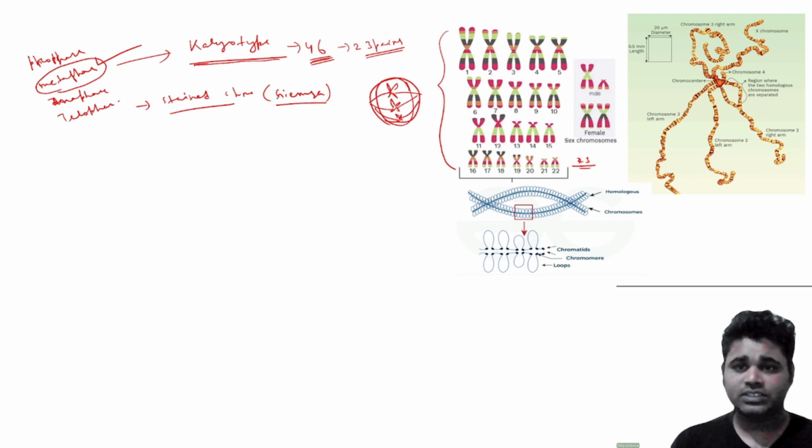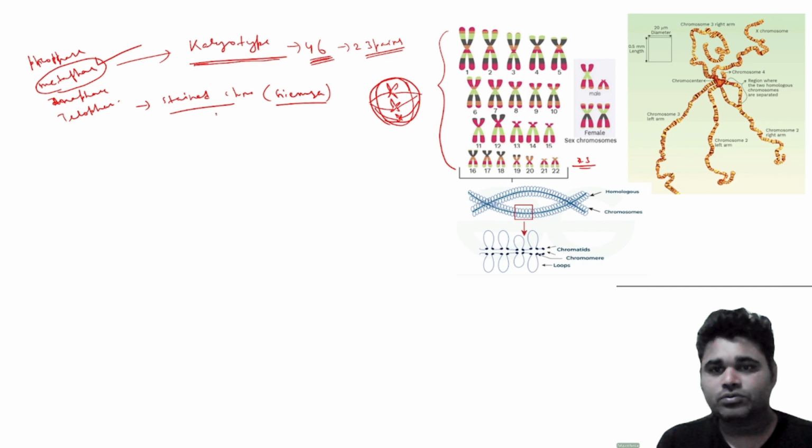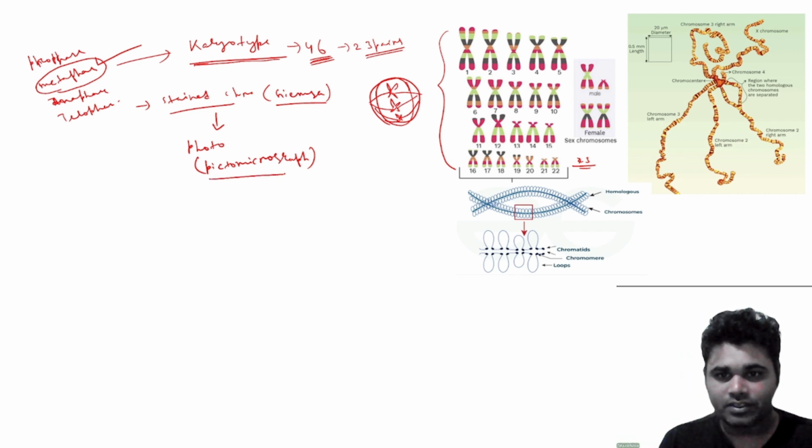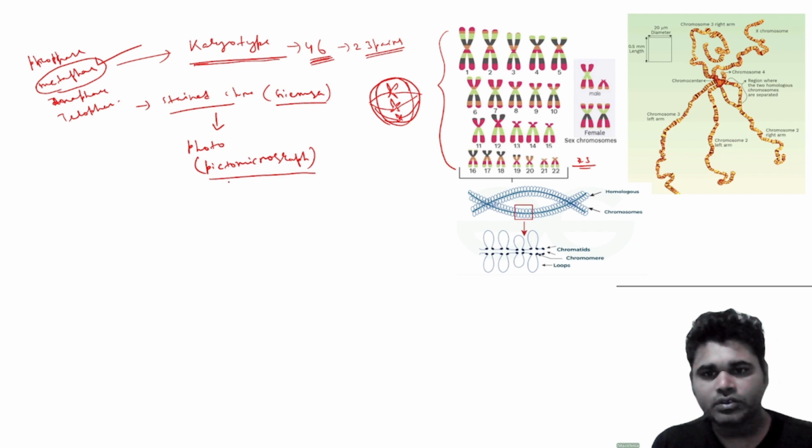So after the staining by the GIEMSA, we can take the photo. This procedure of taking the photo during the metaphase with the GIEMSA stain is called the photomicrograph. Simply, the photograph of the chromosomes during the metaphase is called the photomicrograph. So after taking the photo, we arrange the chromosomes according to the length.